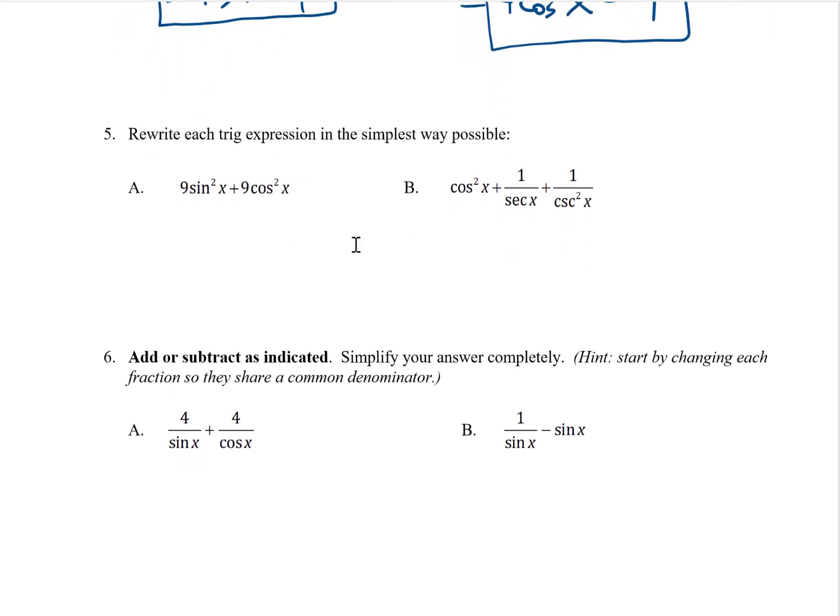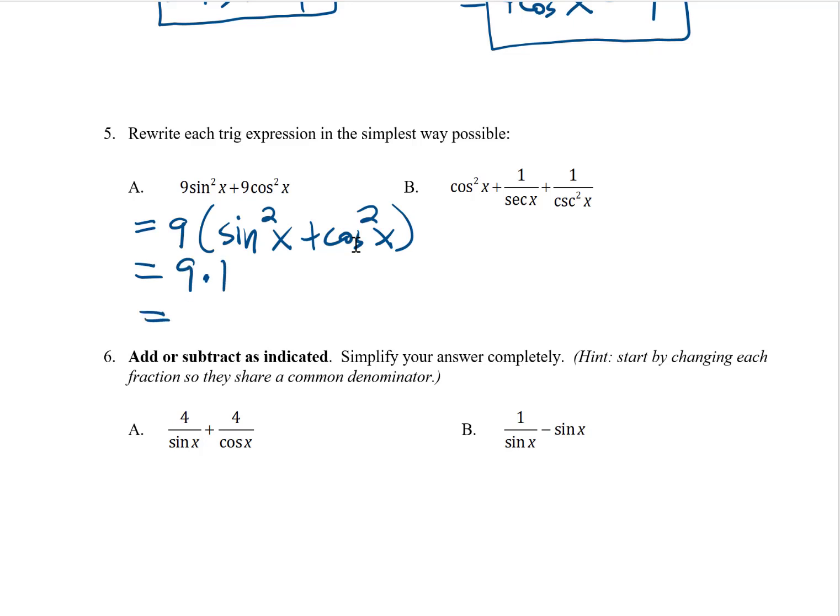In problem 5, we want to rewrite each expression as simple as possible. When I look at letter A, of course I'm seeing a sine squared and a cosine squared. That makes me think Pythagorean identity. What about the 9 though? Well, what I can do is I can factor out that 9. It's a GCF to both parts. And when I do that, the parentheses is sine squared x plus cosine squared x. Well, that's just equal to 1. 9 times 1 is 9 for the final answer.